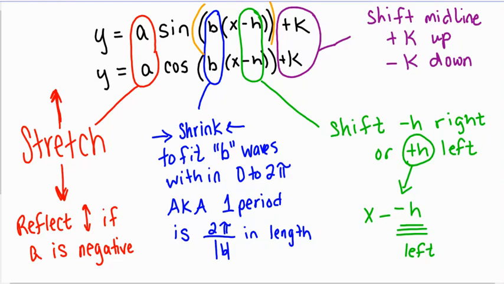Okay, and then finally, if you want to shift your wave up or down off of what we call the midline, that's the middle of the graph, top, middle, bottom, middle, you've got the middle, that's the midline. Plus k will shift that midline up, and minus k will shift that midline down. Okay, so let's do a couple of examples together to see how that's actually working.